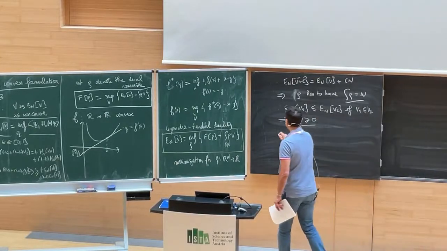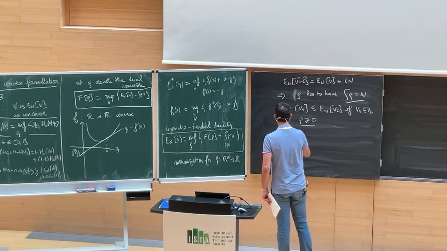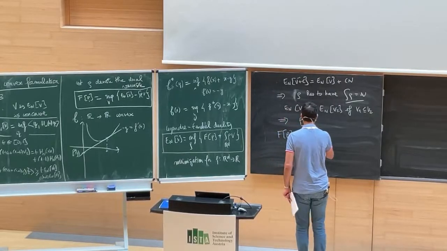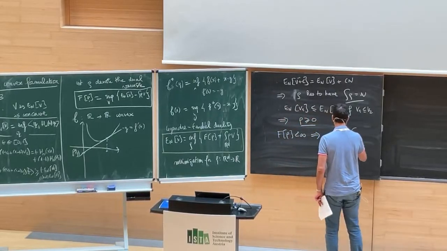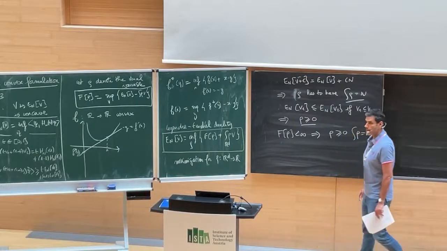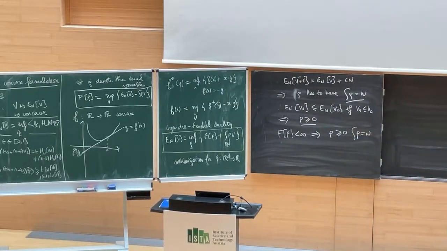So F of rho finite, when defined, implies that rho is a non-negative function with integral N. And so rho really looks like a density now. We want to know if it is a density. So this is what Lieb did a long time ago, 40 years ago.